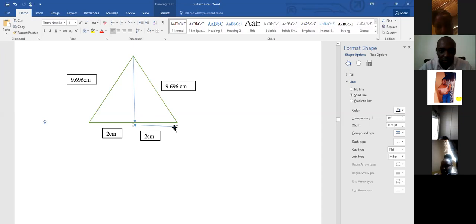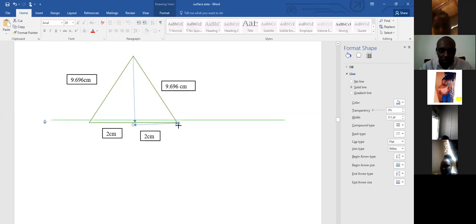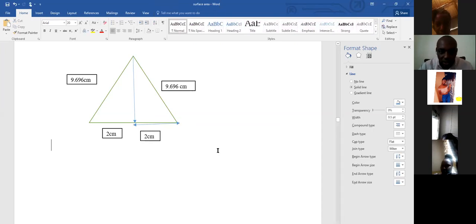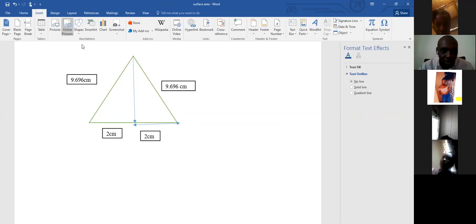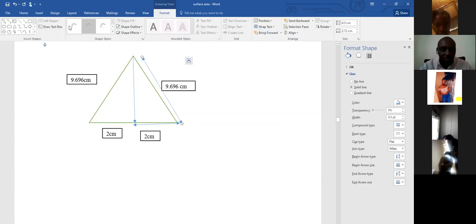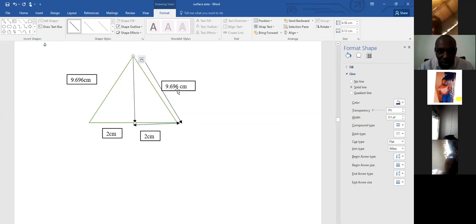So this is what I want. How to draw it properly. Here's nothing. So I can now format it, and then I can insert the final shape. So this one is now the right angle triangle. So I can use again Pythagoras theorem. I can use Pythagoras theorem, 9.69 squared minus 2 squared to find the height.